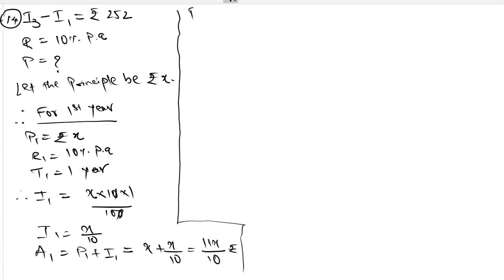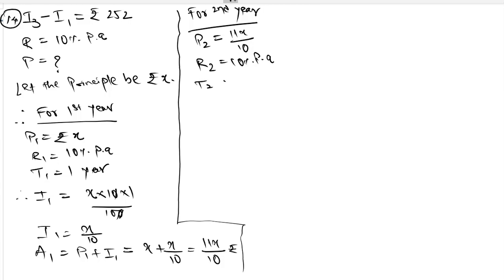Okay, let's do the calculation for second year. P2 is equal to A1, that is 11x by 10. R2 will be 10% per annum. T2 will be 1 year, and I2 will be 11x by 10 into 10 into 1 upon 100. So this will be 11x upon 100.